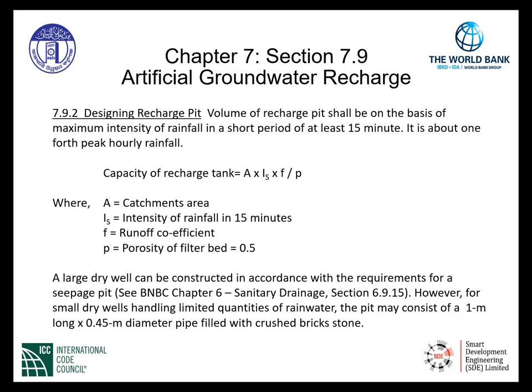A large dry well can be constructed in accordance with the requirements for a seepage pit. You may want to see BNBC Chapter 6, Sanitary Drainage, Section 6.9.15. However, for small dry wells handling limited quantities of rainwater, the pit may consist of a 1 meter long by 0.545 meter diameter pipe filled with crushed bricks or stone.